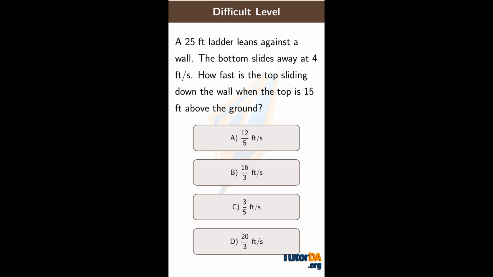Option A, 12 over 5 feet per second. Option B, 16 over 3 feet per second. Option C, 3 over 5 feet per second. Option D, 20 over 3 feet per second.